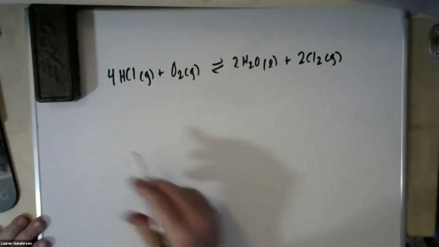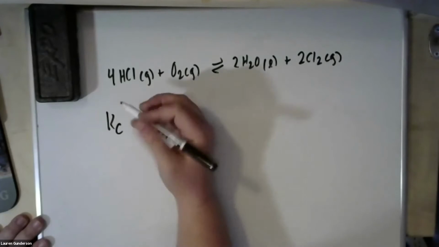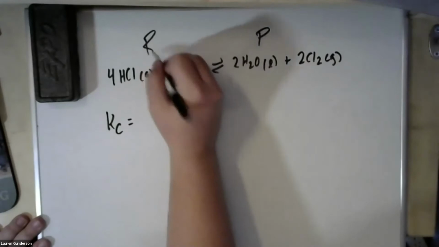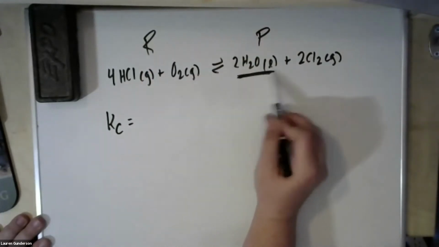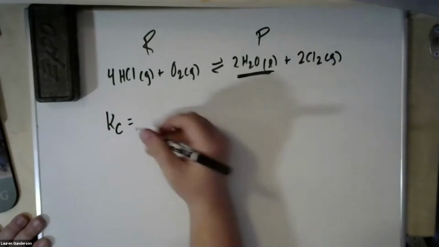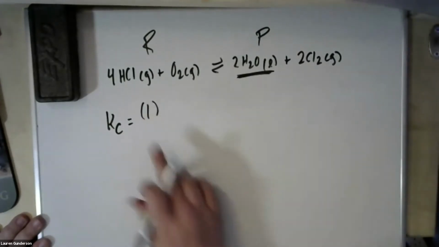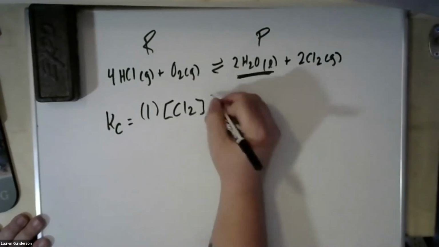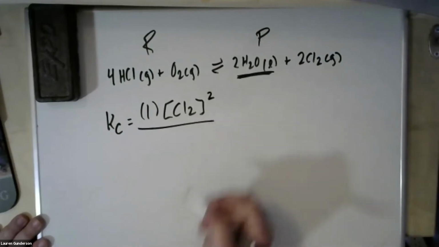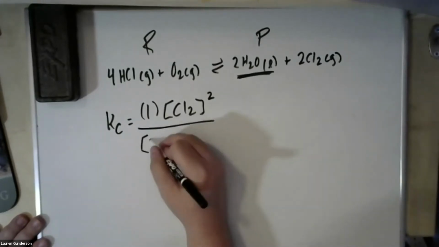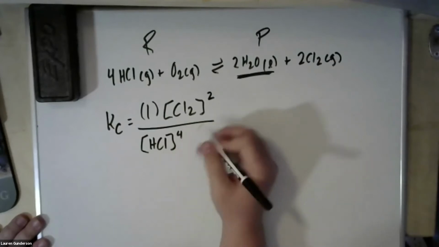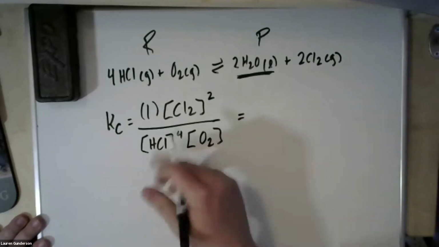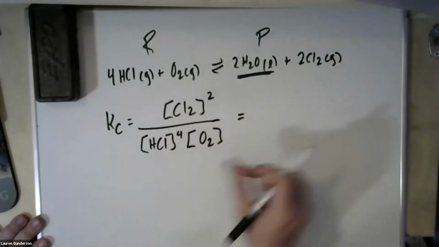So here again, products over the reactants, raised to the coefficients. These are our products, these are our reactants. So we're going to, again, substitute the H2O with a 1, and then we'll have our concentration of Cl2 squared. And then we'll divide it by the HCl raised to the 4th times O2. And then you can simplify it and you can take out the 1.